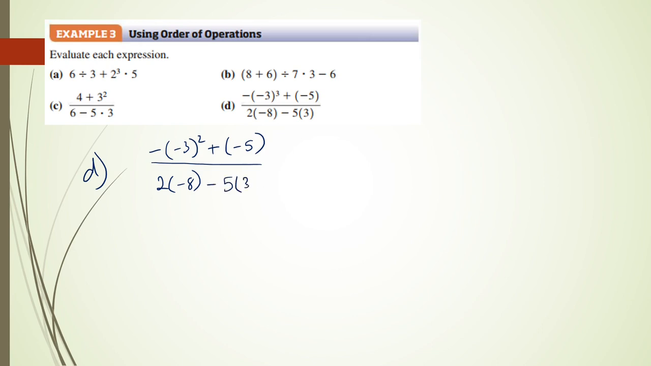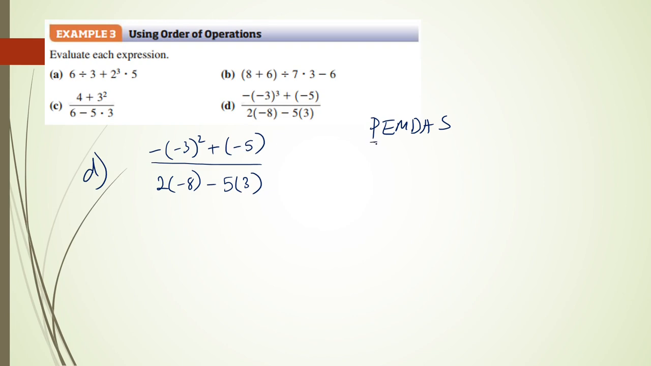Part D, we have negative 3 squared plus negative 5 over 2 times negative 8 minus 5 times 3. If you look at this problem, be very, very careful. There is no parentheses in this question. It looks like there is, but in fact there's none, because if you look, these are just multiplications down here. This is just an exponent, and this is in fact an addition of a negative.